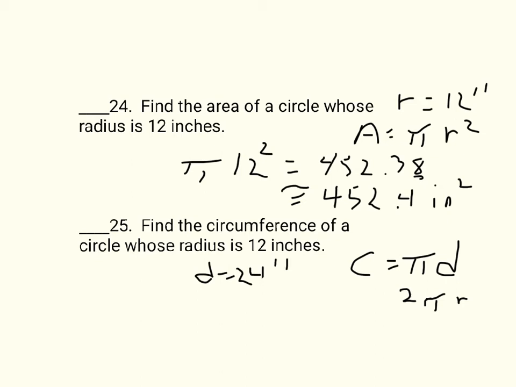So we'll put in pi times 24. And when you do pi times 24, out comes 75.4, rounded off to the nearest tenth. 75.4, and that's inches. The number pi has no label, and the label for diameter is inches. So it's no label times inches, which means the label remains the same, inches.